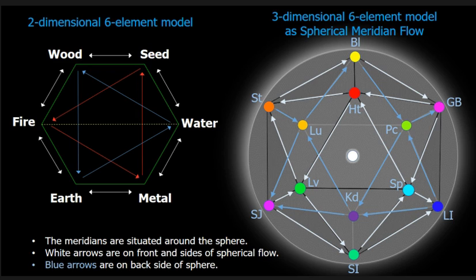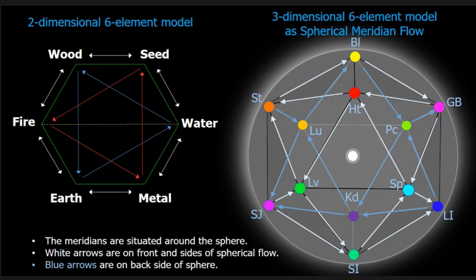So over here to the left, you're going to see the two-dimensional six-element model. You see the elements going around from wood to fire to earth to metal to water and to the seed element. The seed element is the sixth element, and a lot of my research is into describing the seed element, which involves the meridians of Pericardium and San Jiao. Normally, San Jiao and Pericardium are put under the element fire with heart and small intestine, but they really are their own element. And you have to understand what that element is and describe it and formulate it into a theory, and that's what six-element theory does.